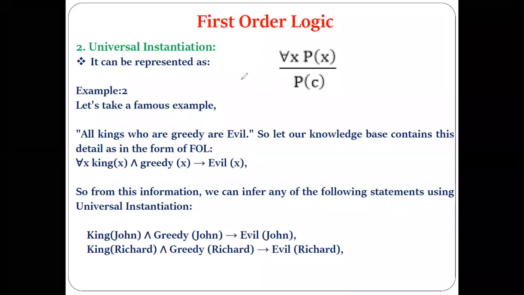For example, now the universal instantiation rule is being represented like this, which simply means what? If this information is given, all X of P(X), now from that we can obtain this information, P(C), where C is any arbitrary element of this world. Now, for example, we are given the sentence like this. All of you can see the sentence? Yes, sir. What is the sentence? All kings who are greedy are evil. Now, what will be the FOL for this?